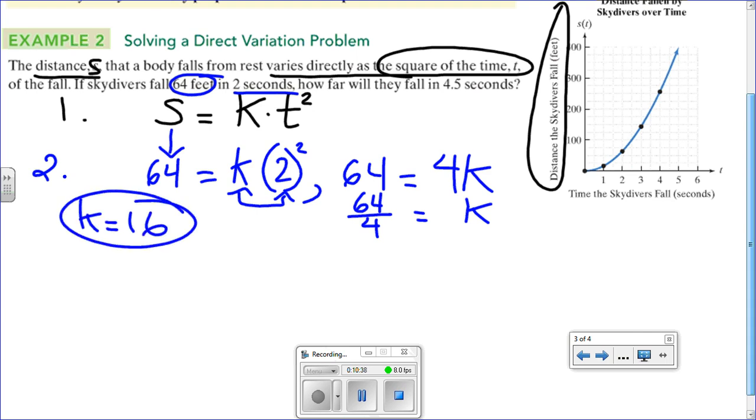So then we move on to step number 3, actually step number 3 is where we substitute, right? So then we go back to our model, S equals k t squared. So now that we know what the value for k is, that is 16. So 16 t squared.